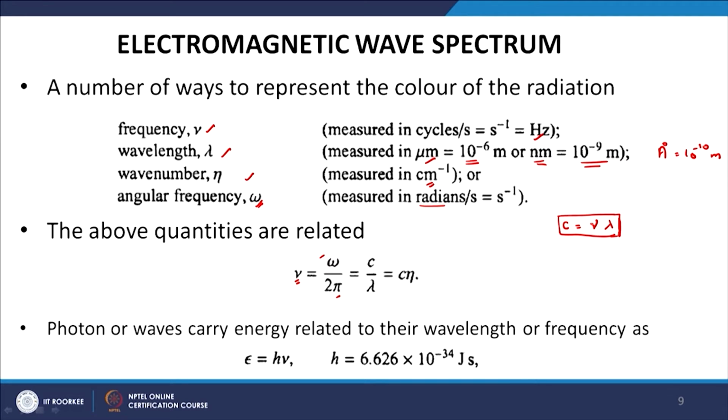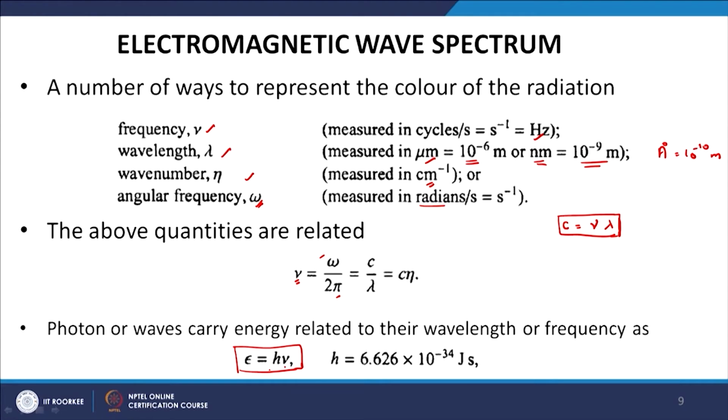Now, the amount of energy a single photon carries is given by the frequency nu and h, where h is the Planck constant. So, the energy of a single photon is equal to h nu, where h is the Planck constant, equal to 6.626 times 10 to the power minus 34 joule second, and nu is the frequency. We can also write the energy of this photon as h c by lambda, where we have substituted nu as c by lambda. So, this is again the energy of a single photon in terms of wavelength and speed of light.